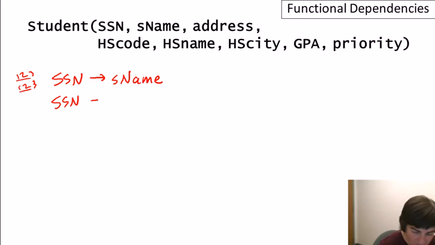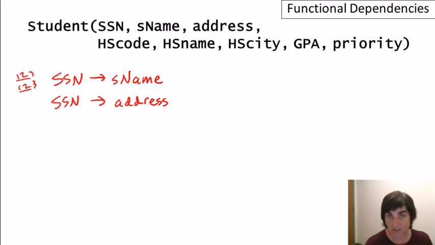And similarly, we would expect social security number to determine address, although we're already making an assumption about the real world here. If we have this particular functional dependency, then we're saying a student doesn't move. They don't have multiple addresses. Every tuple that describes that student by their social security number will have the same address.